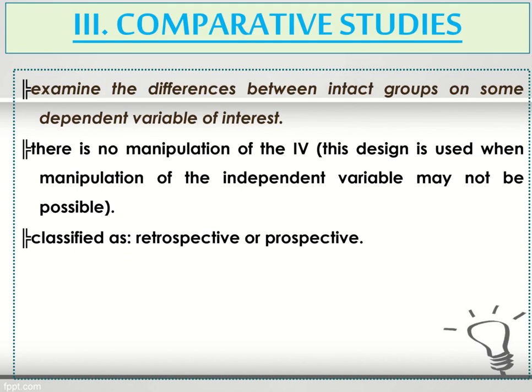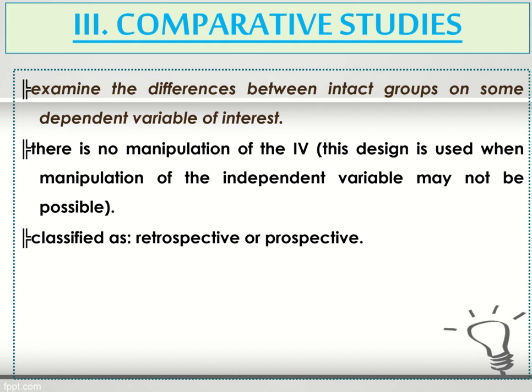So the third one na i-discuss natin for non-experimental design is comparative studies. So comparative studies examine the differences between intact groups on some dependent variable of interest. So this description may sound like the aim of many experimental studies. The difference between comparative studies and experimental studies lies in the researcher's ability to manipulate the independent variable. In comparative studies, there is no manipulation of the IV, right?